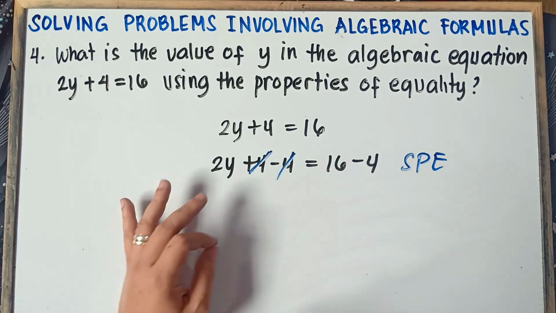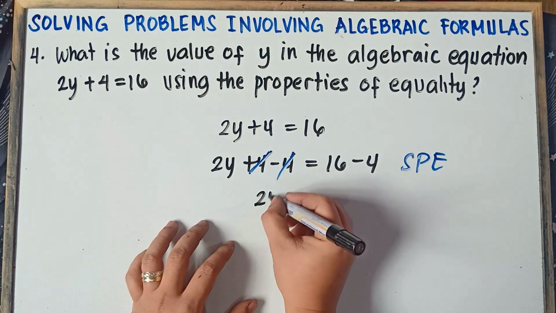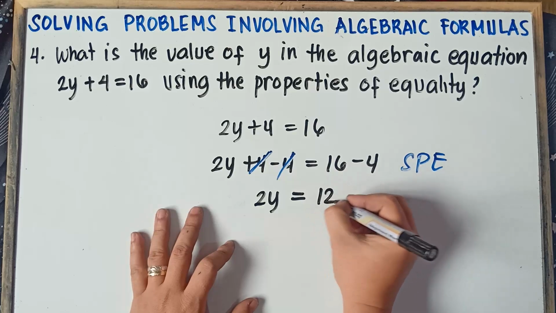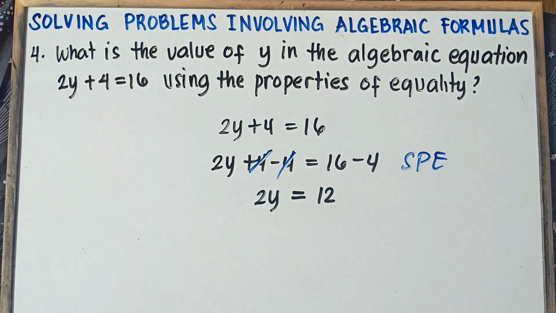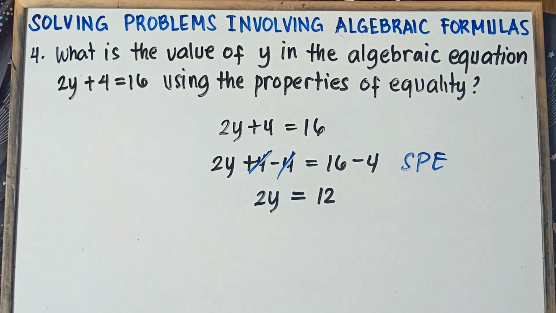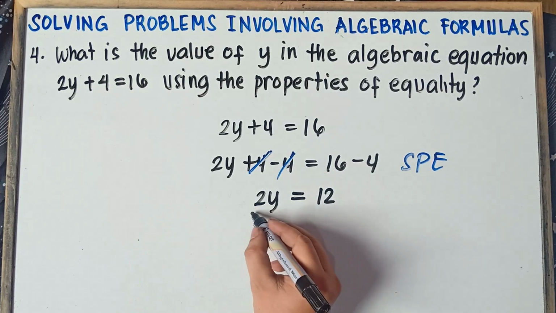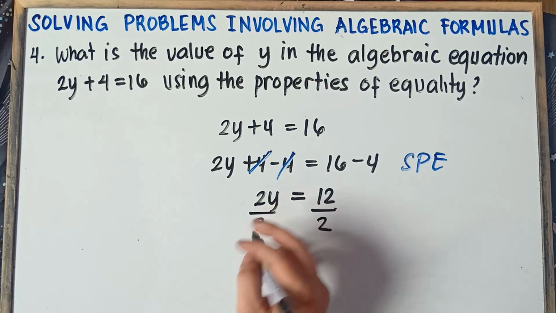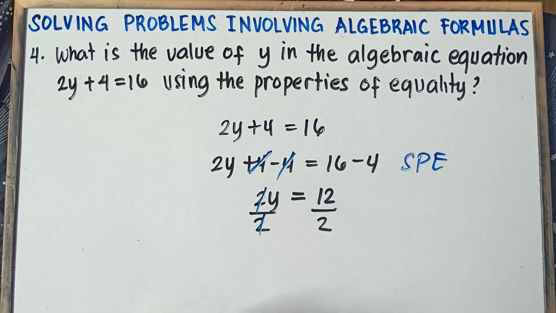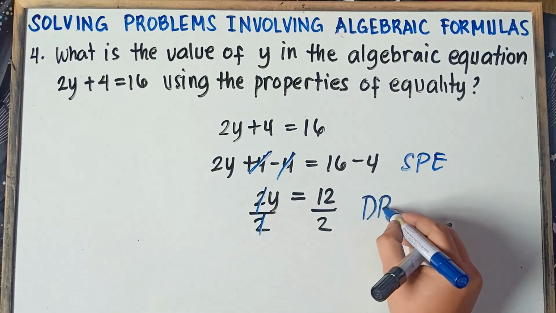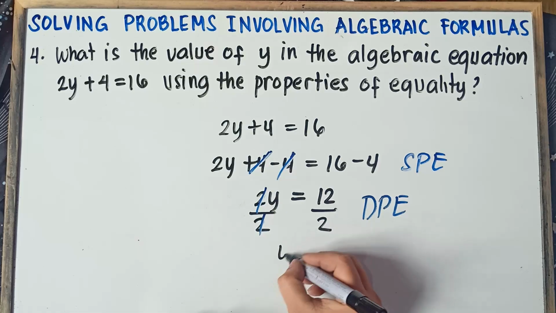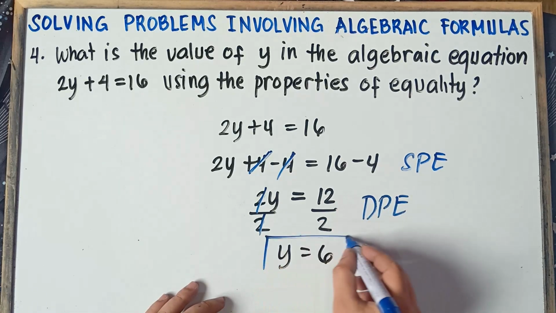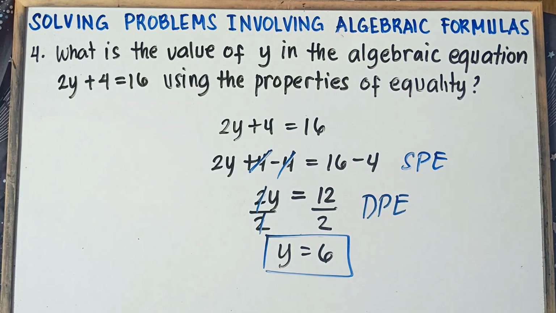So cancel this out. So this will be 2y equals 16 minus 4, that would be 12. And then simply apply division property of equality. We can divide both sides by 2 so that we can get the value of y. Divide by 2, cancel this out. And this is what we call division property of equality. So y equals 12 divided by 2, that would be 6. That's it, class. That's the answer with regards to example number 4.